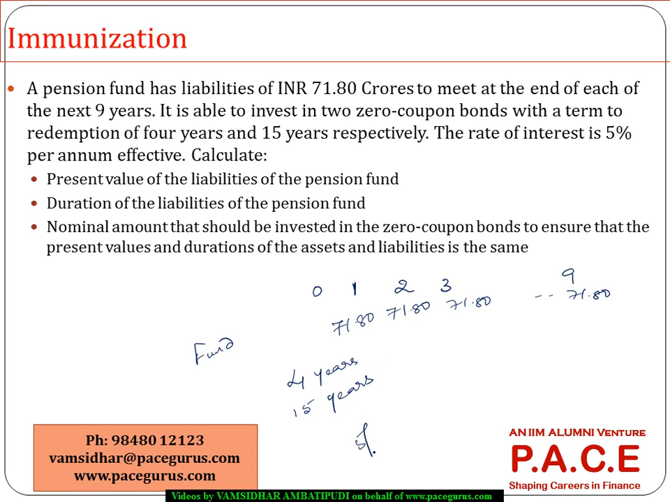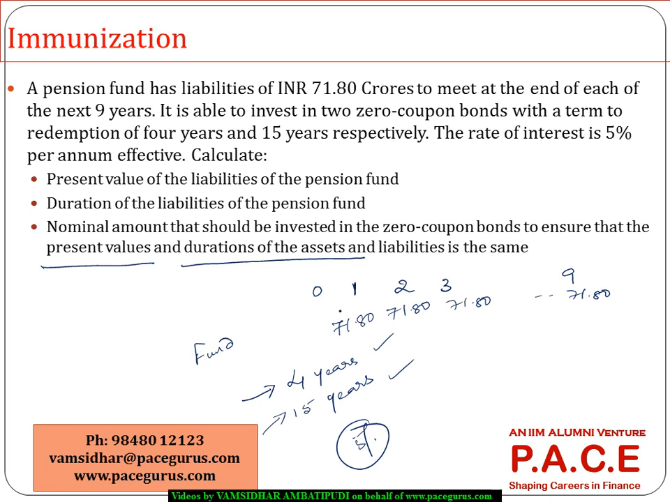Assuming the interest rate is 5% effective, how do I find out how much proportion needs to be invested in this bond versus this bond? What should be the face value of this bond versus this bond to make sure that at least the first of the rules, the present values, and the second of the rules, the duration of the assets, is the same as that of the liabilities.